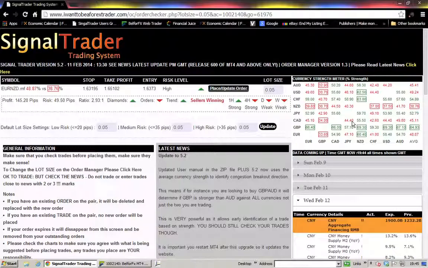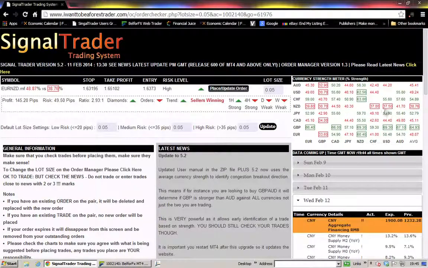And the reason being, you're trading the whole of the market against the whole of the market instead of just one currency against another. So let's look at something else here. Now, SignalTrader also works with congestion. That's going to be in another video, to talk about how congestion works. You notice here, see those two there? That means the buy euro is at 48.87% on the average over here, and the sell is the New Zealand dollar, which is 38.76%. So it's weak.